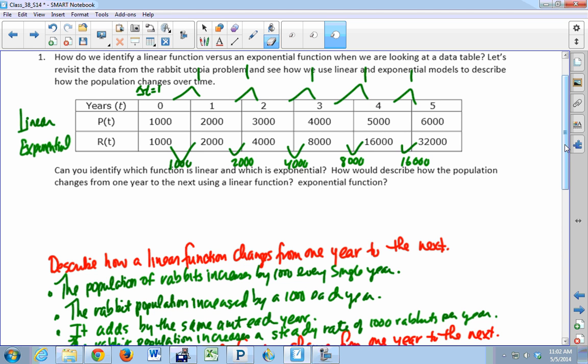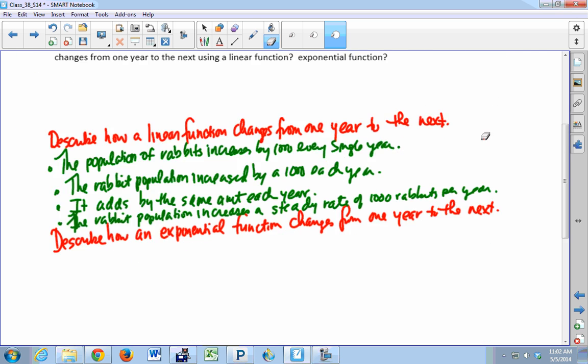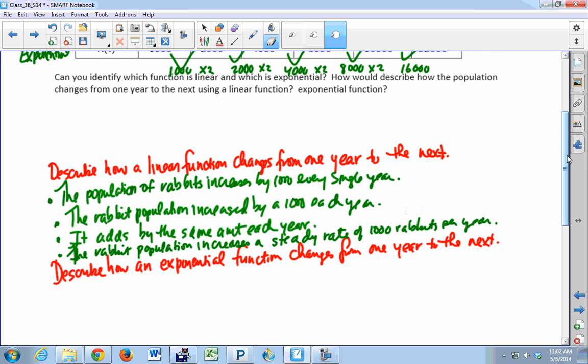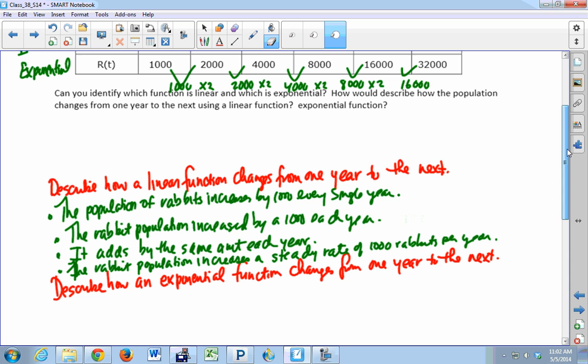It's doubling every year, right? So if you look, and how do you get double? You say, well, if you go from here to here, you go by 2, by 2, by 2, by 2. It's doubling every year. So how would you describe the exponential change, Gina, from year to year? What did you write?